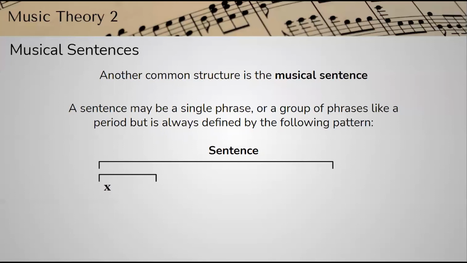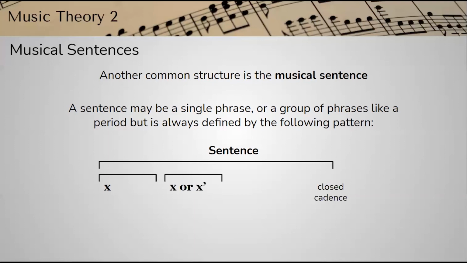You have some kind of musical material. Then that material gets repeated or varied immediately. And then you have everything else that leads us to a closed cadence. So that could be a group of phrases, it could be a single phrase, but in there somewhere is that kind of structure where you have an idea and then the immediate repetition or transposition or variation of that idea, and then a bunch of other stuff that leads us to a closed cadence.